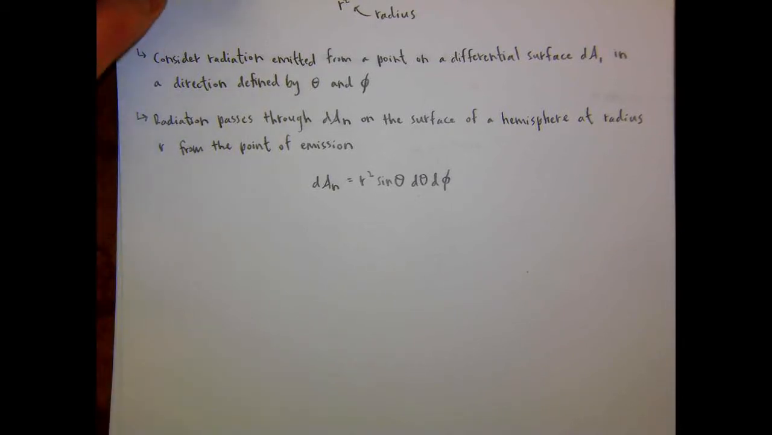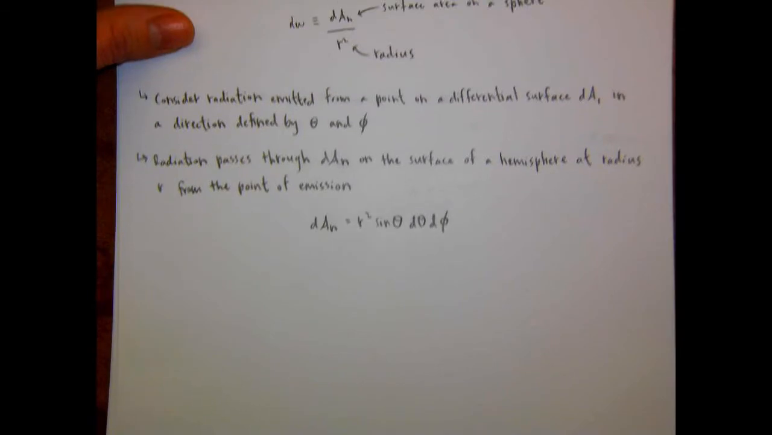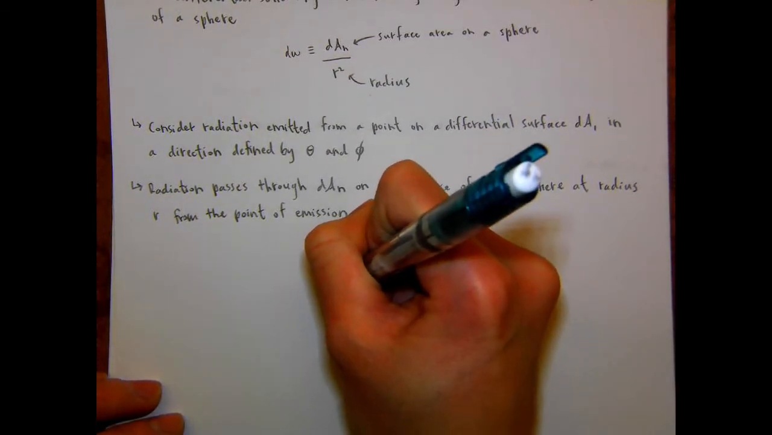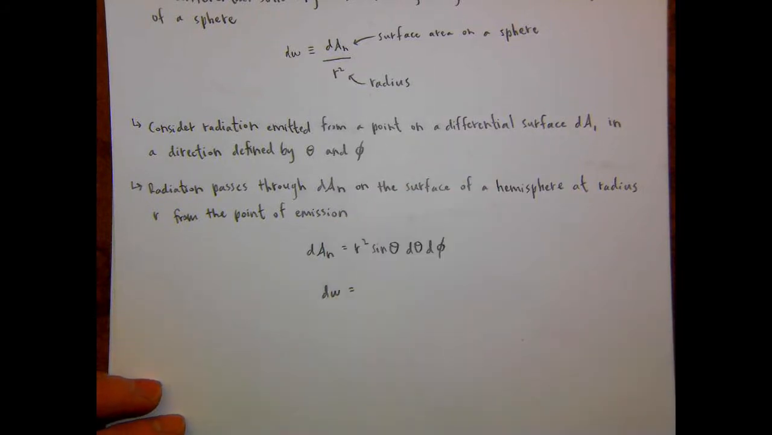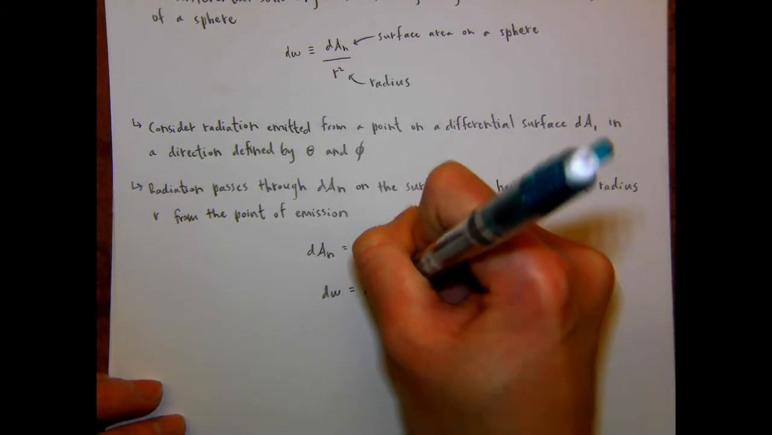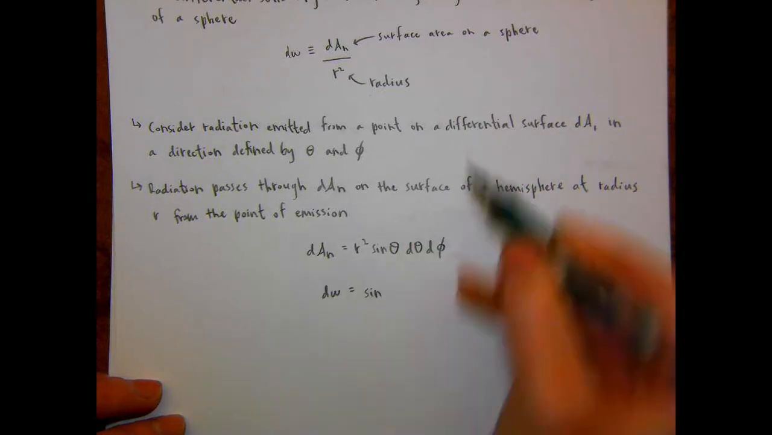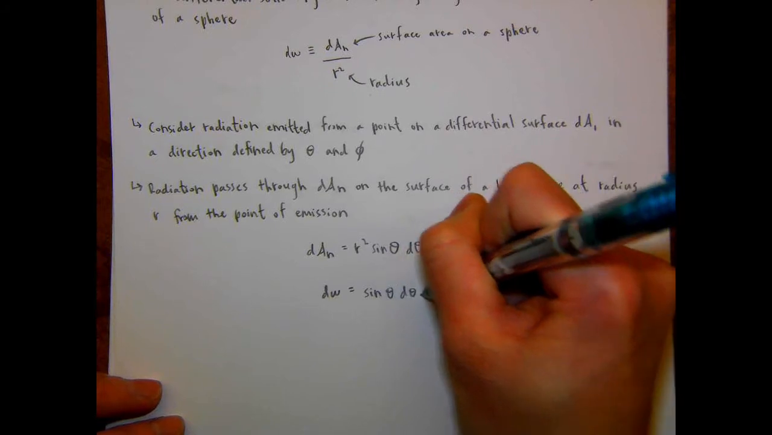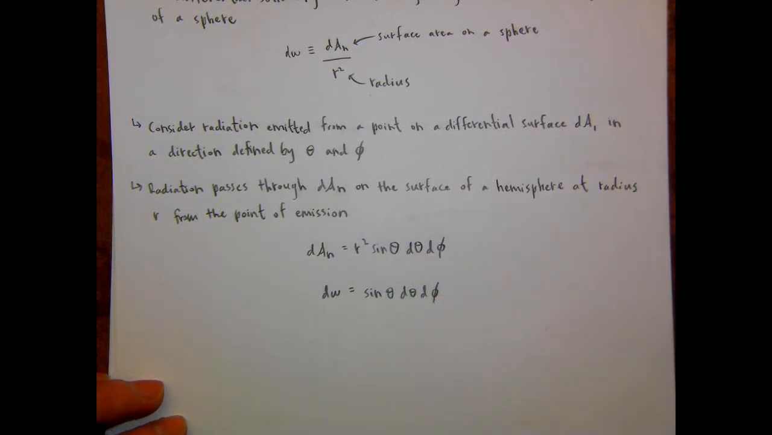So if we look at our definition of the solid angle, for this case, the solid angle is going to be just the area divided by r squared. So that's sine theta d theta d phi.